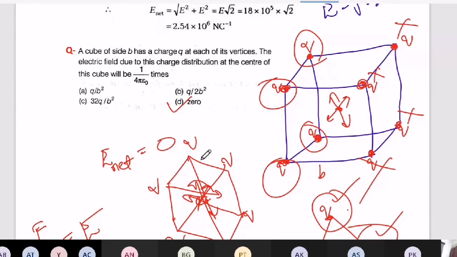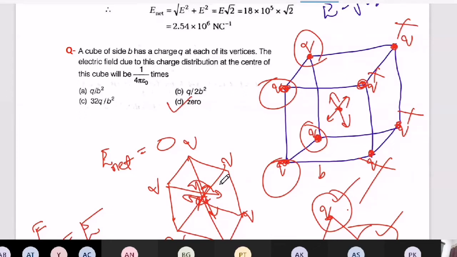So two got cancelled. Then in a similar way, if you take one more diagonal, one cancels the other's field, equal and opposite. Like that, the 4 charges at the roof corners have their fields cancelled by the 4 charges at the bottom or floor corners, so that the resultant field will become 0.